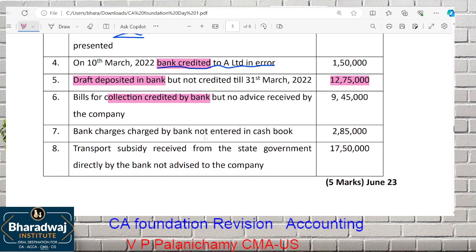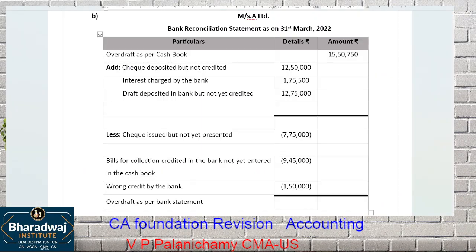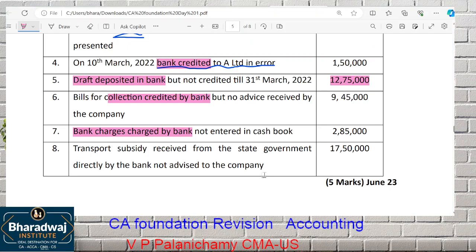Then, what is the next one? Bank charges charged by the bank not entered into the cash book. When they charge bank charges, they reduce. We should also reduce it. But OD starting point, what to do? Add back. Then transport subsidy received from central government directly into the bank, but not advised by the company, means we have not received that in advice.